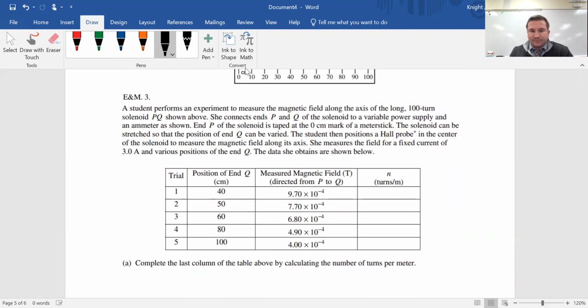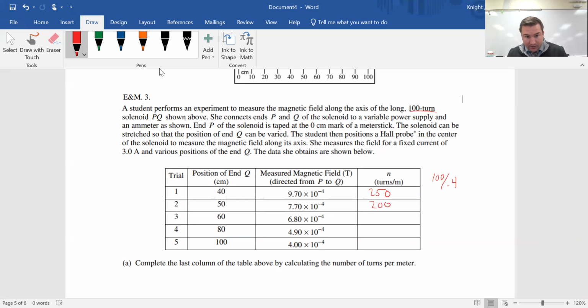So turns per meter, we obviously have the stretch length right here. We know it has 100 turns, right? It says that right here, 100 turns. So for the first one, I'm just going to do one example and then I'll plug in the rest. 100 turns divided by 0.4, turn that into meters. 100 divided by 0.4 will give us 250. 100 divided by 0.5 will give us 200.